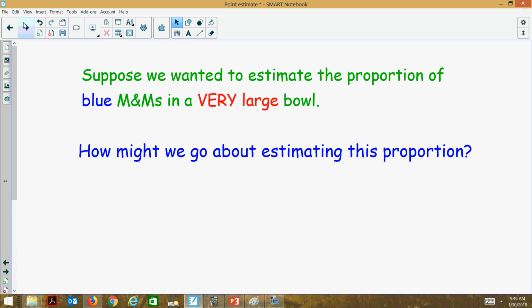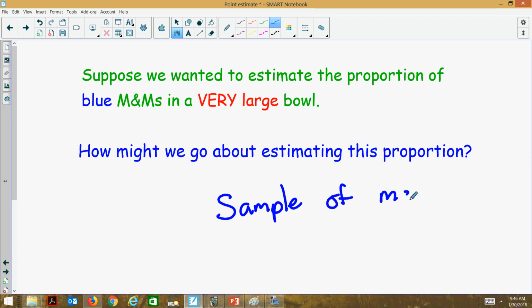Suppose we wanted to estimate the proportion of blue M&Ms in a very large bowl. How might we go about estimating this proportion? We could count every single M&M in the bowl and then separate the blues, but that would be very time consuming. And generally speaking, you don't want to spend too much time with your population if you do not have to. So instead, we can take a sample of M&Ms. We really want to make sure that sample is random and large enough.